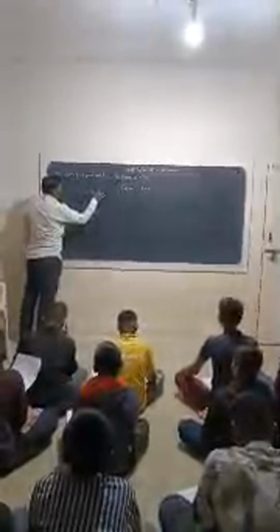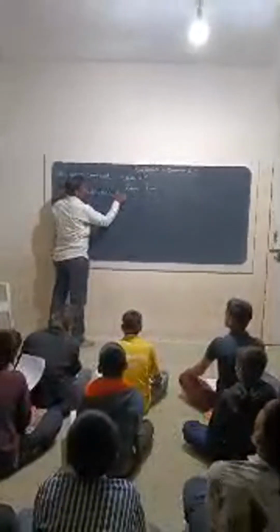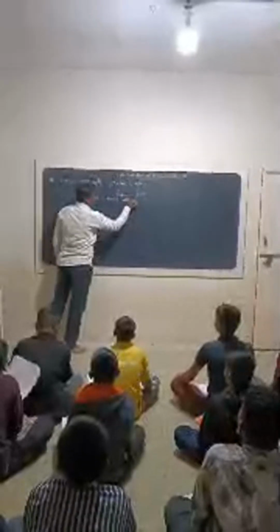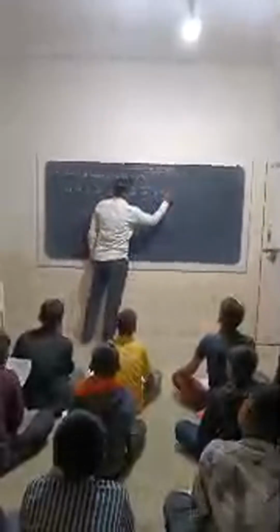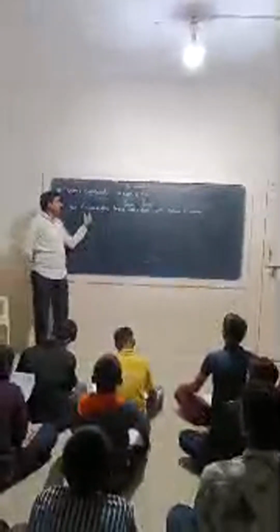The electrostatic force of attraction between the cations and anions is called an ionic compound. The new word is electrostatic force. What is meant by electrostatic? Electrostatic means the force of attraction between the positive and negative ions. It is called electrostatic force. So the electrostatic force of attraction between the cations and anions is called an ionic compound.